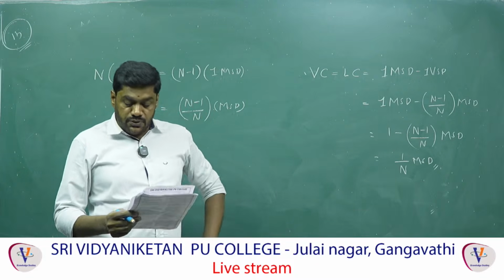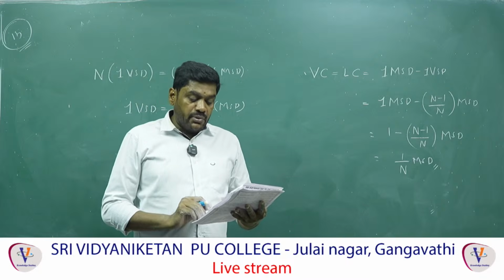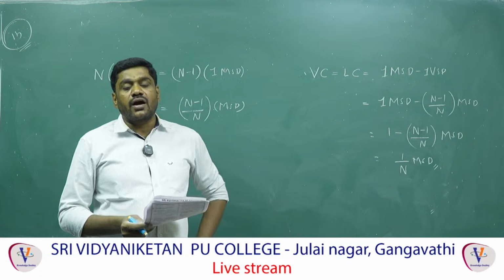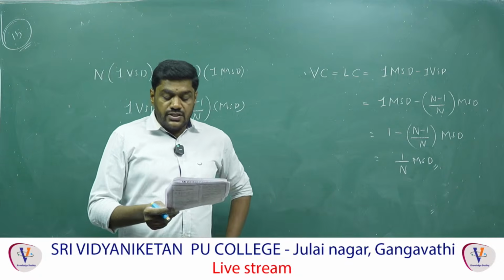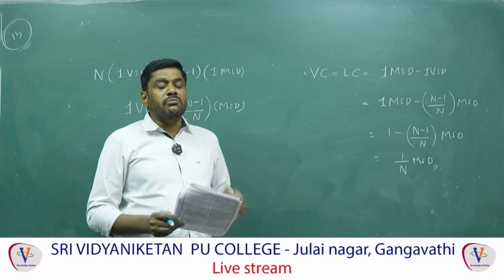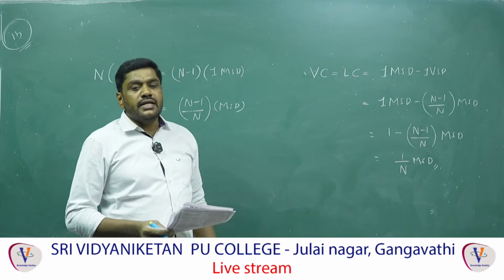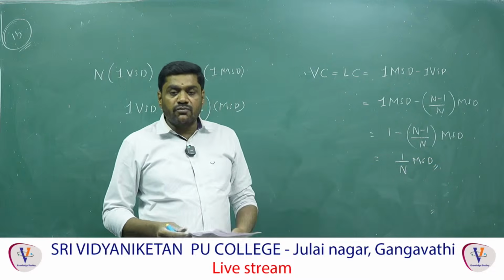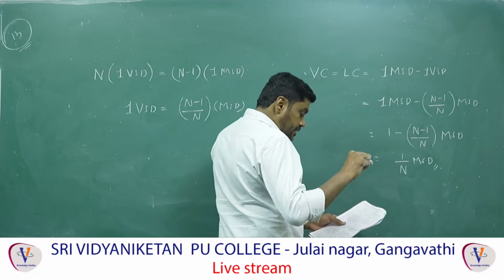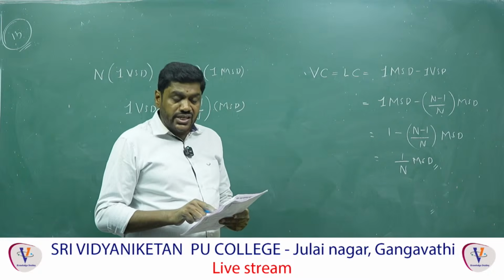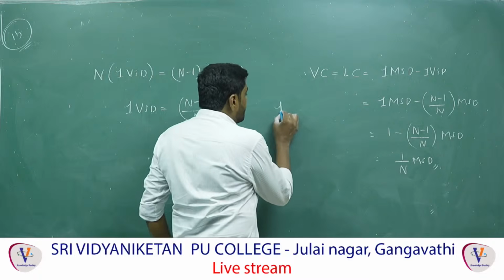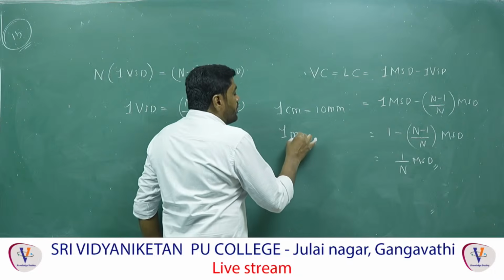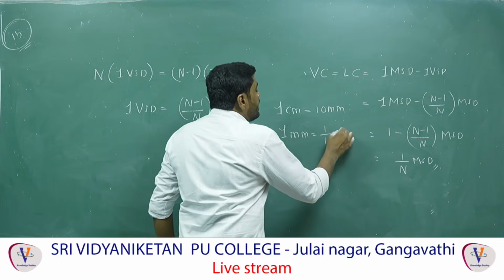But if you check the options closely, you see what they have given. They have asked in which one division represents the Vernier constant in centimeter. Generally, the least count is expressed in millimeter. Now if you convert into centimeter, it becomes 1 by 10. So 1 centimeter is equal to 10 millimeter. Therefore, 1 millimeter is equal to 1 by 10 centimeter.